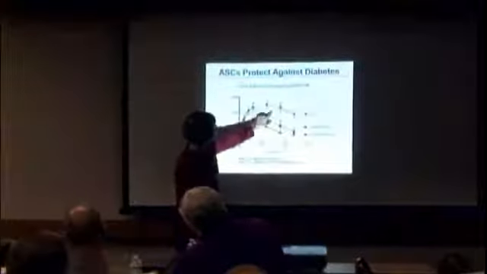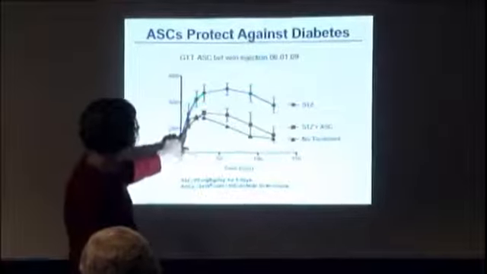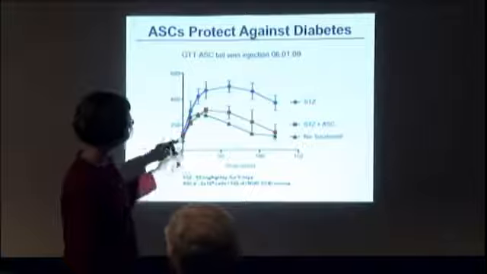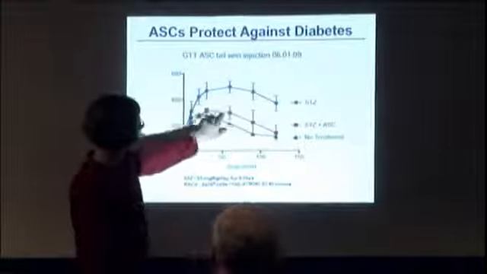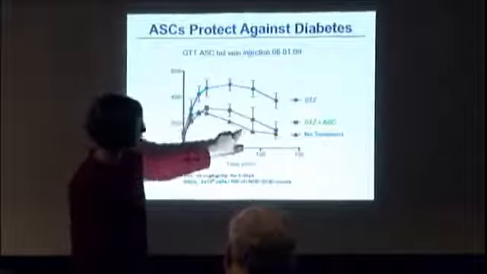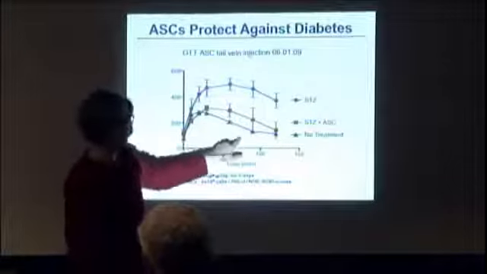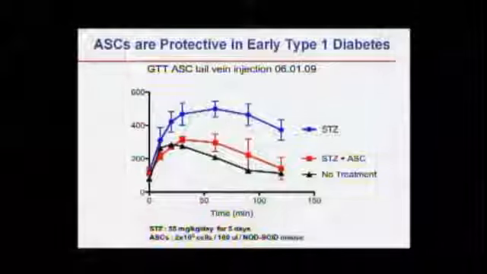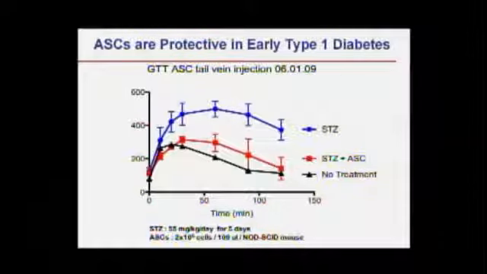That's with STZ alone. If you just give them an injection of the stem cells, you can see the blood sugar comes down pretty well. It almost matches animals who haven't been treated with STZ at all. So that's pretty encouraging for us, and we're following that up with a lot of other studies.